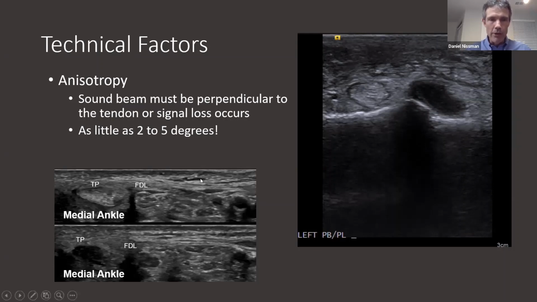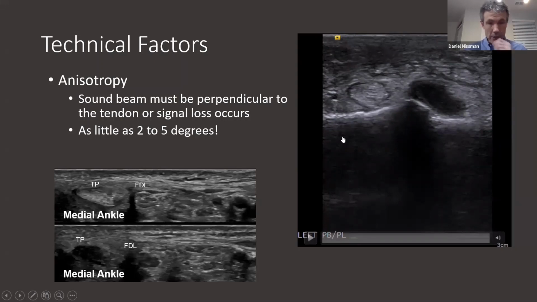Down here on the lower left, we have the medial ankle, and I've labeled the tibialis posterior and the flexor digitorum longus tendons. In some people who have a lot of fat, it may be difficult to exactly locate these tendons. So you can actually use anisotropy to your benefit by toggling the transducer off perpendicular, and you'll see that the signal from those tendons essentially disappears. So you can locate things this way when it may be difficult otherwise.